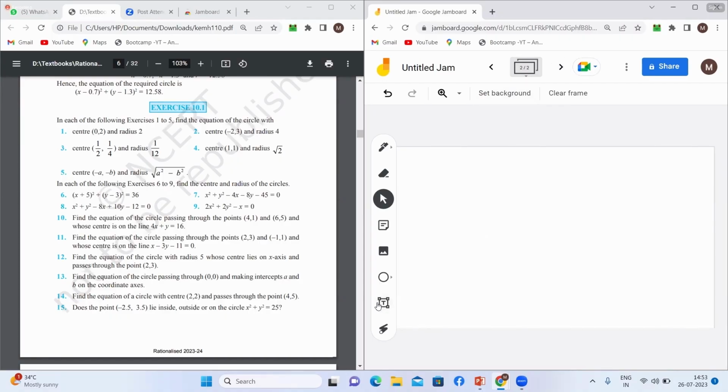Question number 6. Okay. So we are given x plus 5 whole square plus y minus 3 whole square equal to 36. So I have written the general form of the equation. So let me copy it again. This is the general form of the equation of a circle. Now what we have to do is compare the general form with the form given in the question. Okay, so let me do that.